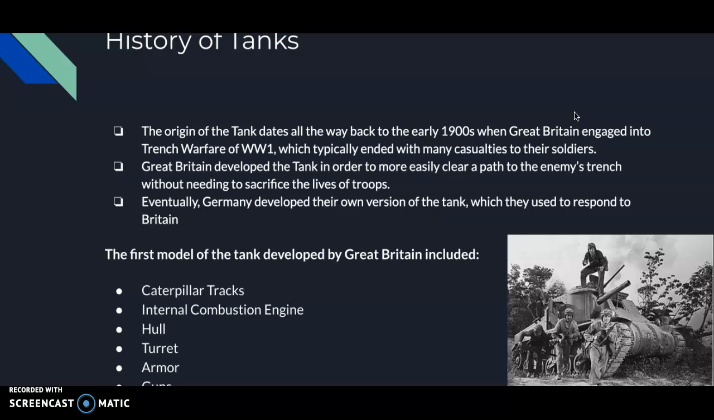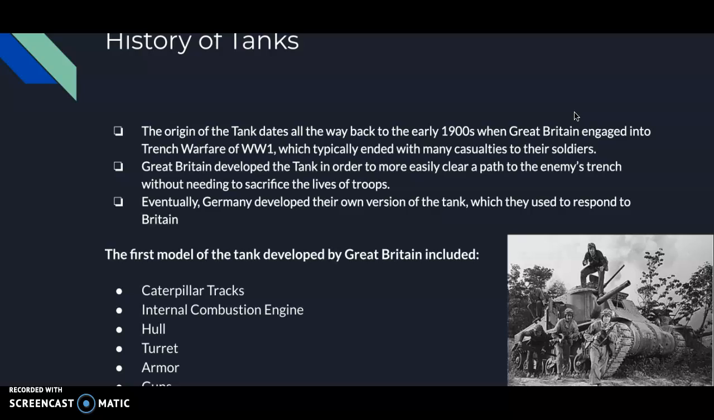The origin of the tank dates all the way back to the early 1900s when Great Britain engaged in trench warfare of World War I, which typically ended with many casualties to their soldiers. Great Britain developed the tank in order to more easily clear a path to the enemy's trench without needing to sacrifice the lives of troops. Eventually, Germany developed their own version of the tank, which they used to respond to Britain.